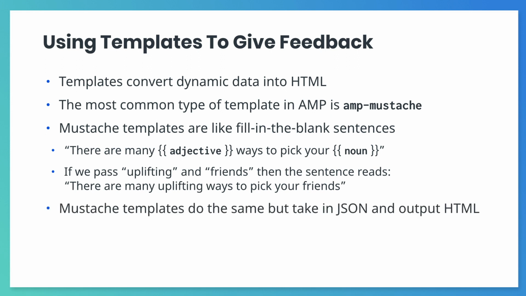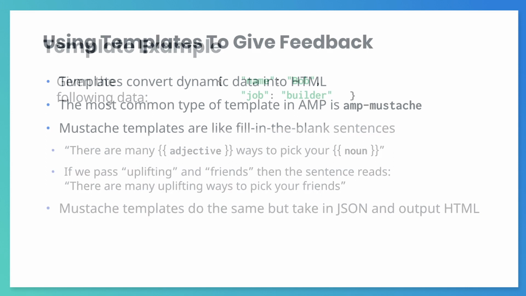Mustache templates describe HTML content in which sections are missing. Those missing sections get filled in with content from a server. The templates are written in HTML, and the missing sections are identified by the double curly braces you see here. When the data arrives from the server, AMP parses the template. It then replaces mustache variables with the data from the server, generating HTML that gets inserted into your page.